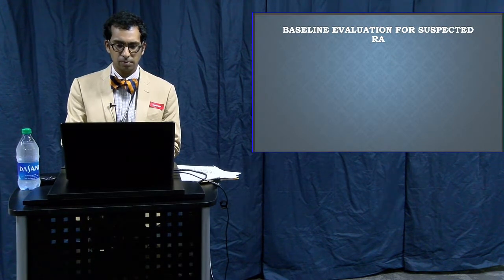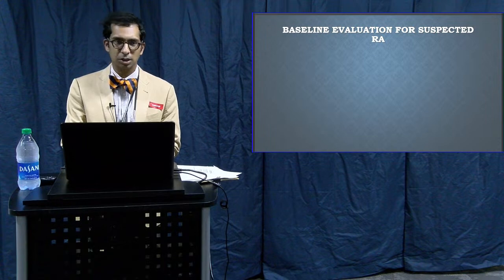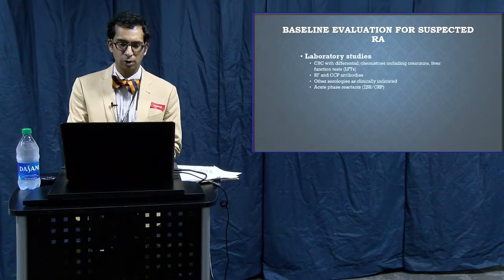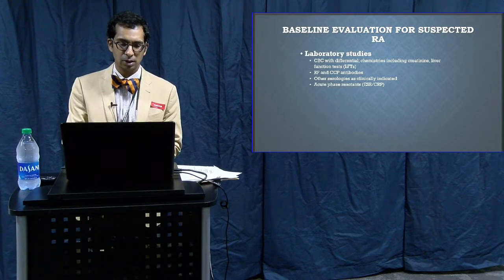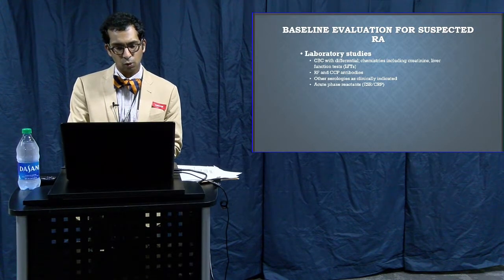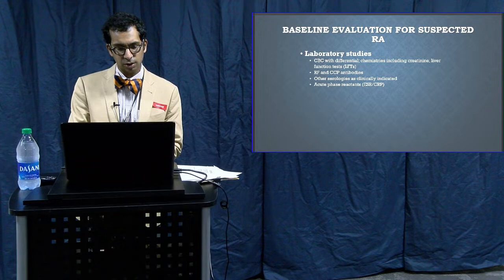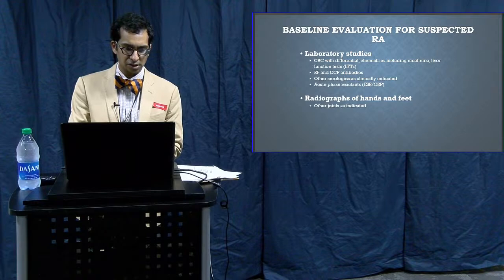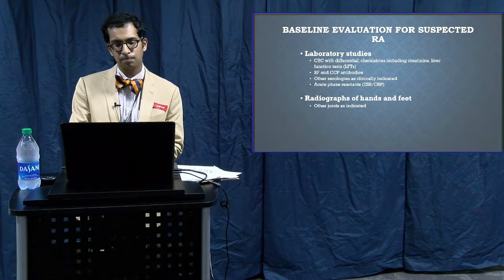So when you're seeing a patient in clinic and you suspect they may be developing rheumatoid arthritis, how do you think about that? How do you proceed accordingly? Well, I've listed here some of the initial laboratory studies that we usually order, and that includes CBCs and chemistries and rheumatoid factor, CCP antibodies, to see if there's any evidence of seropositivity.